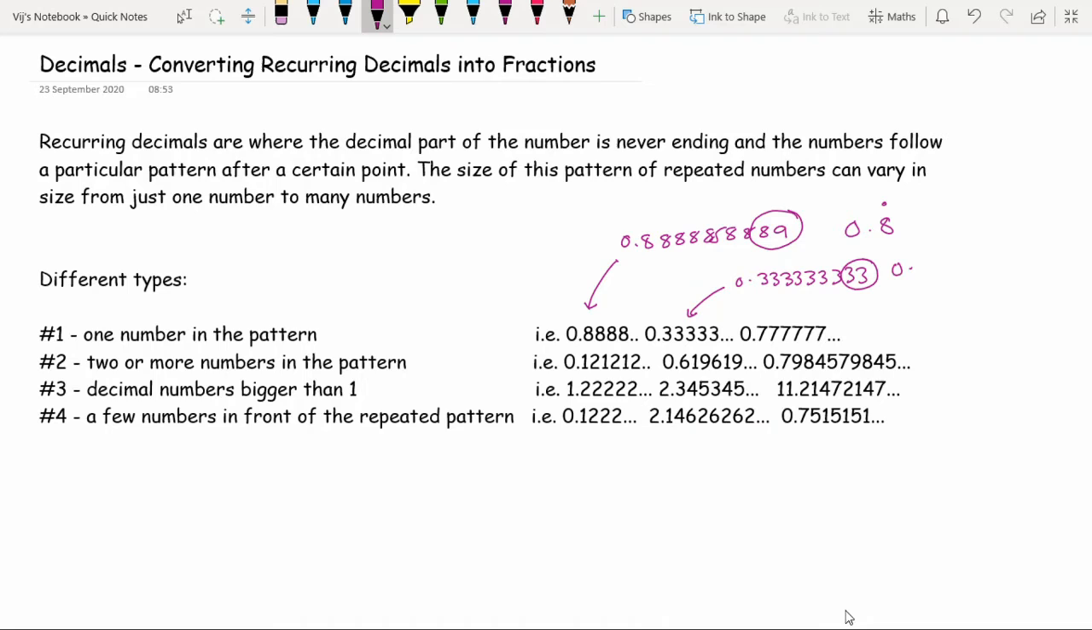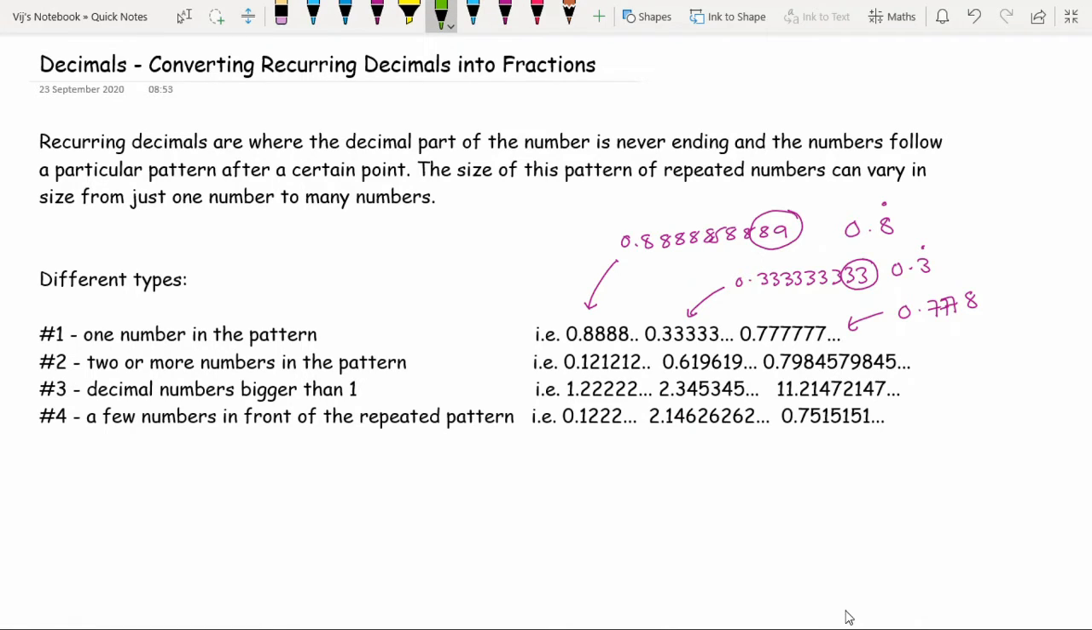And again, the more preferred way of writing that is 0.3 with a dot on top. And likewise for this one, this would be represented as that on your calculator, with a lot more 7s after a while.